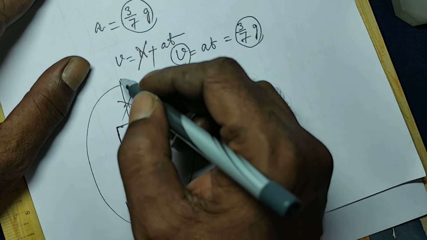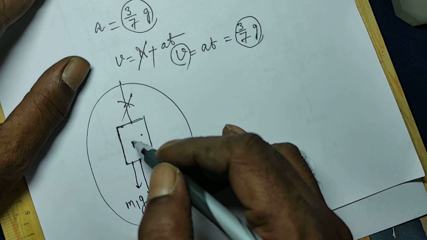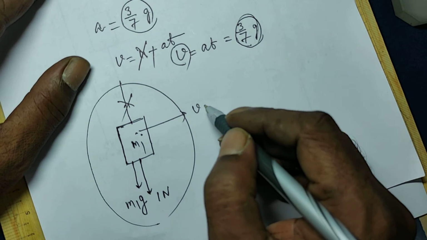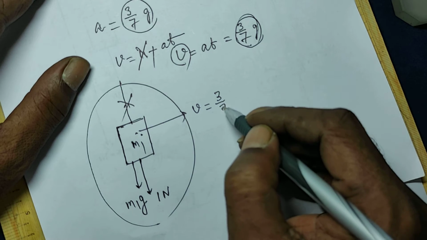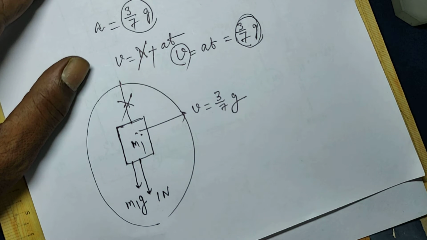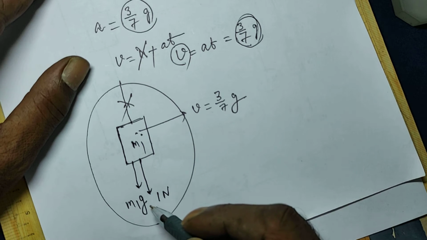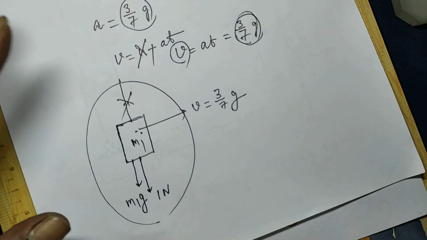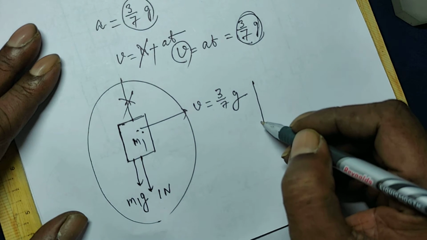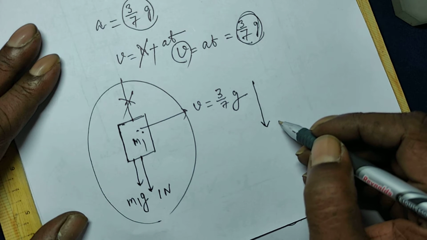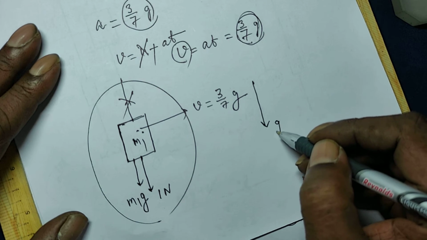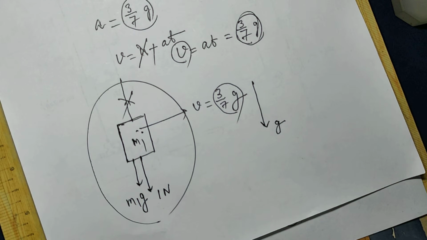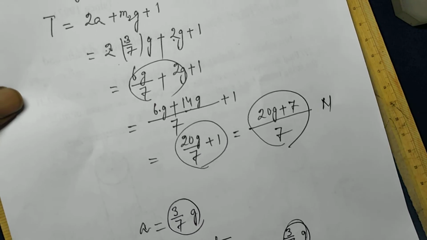Now when the string breaks after time t, its velocity is this much, 3 by 7 times g times t, and it is falling freely there. Now the acceleration part is not taken up. Now it is coming down with acceleration due to gravity, that is equal to g, with the initial velocity this much. All right. So that is all about it. Thank you.